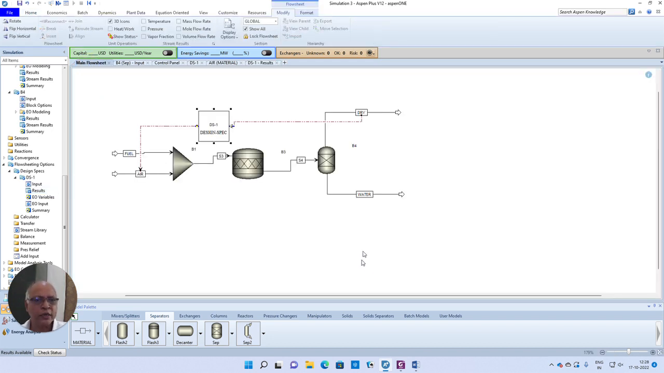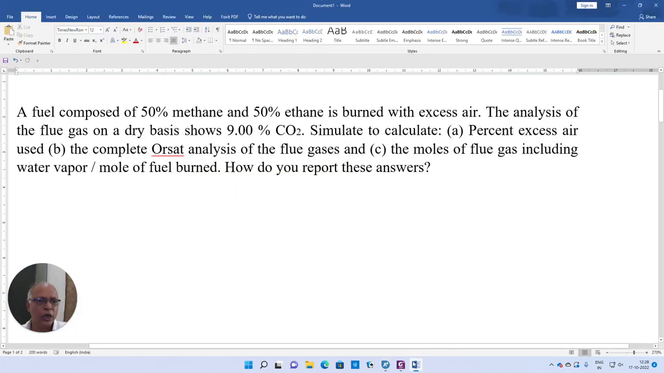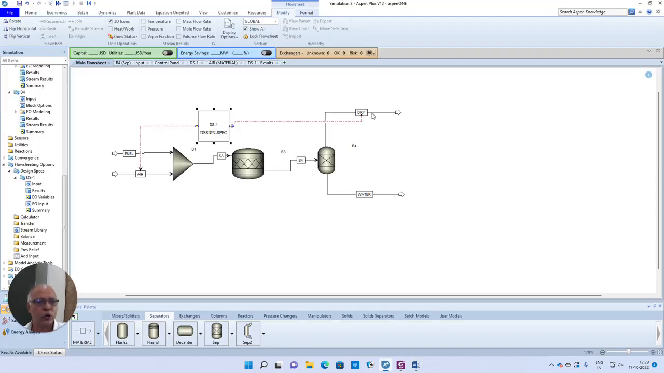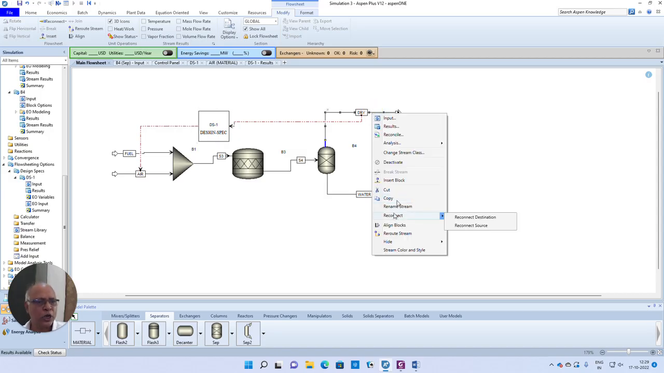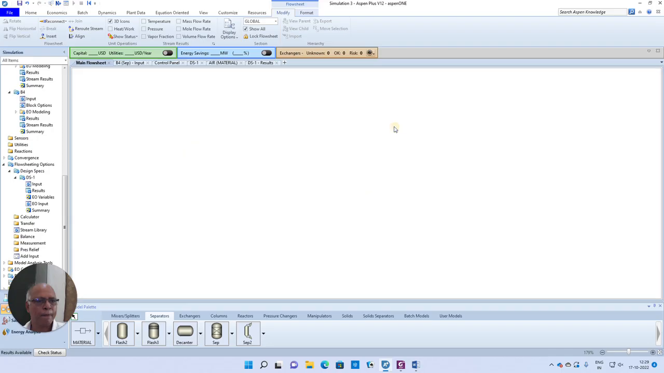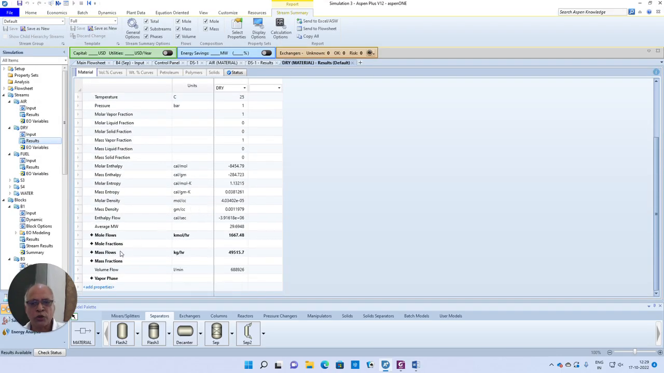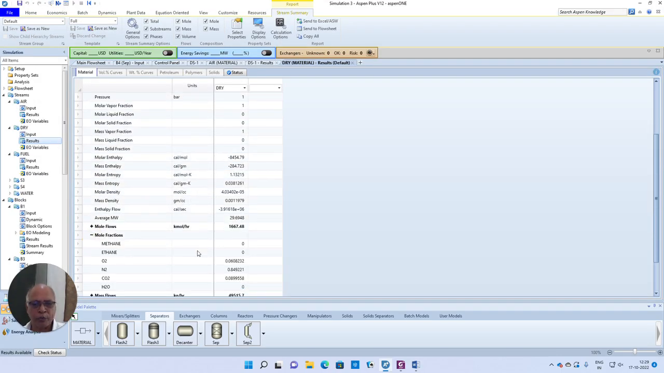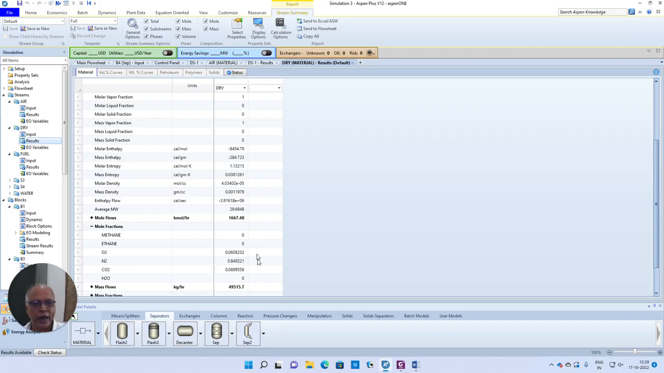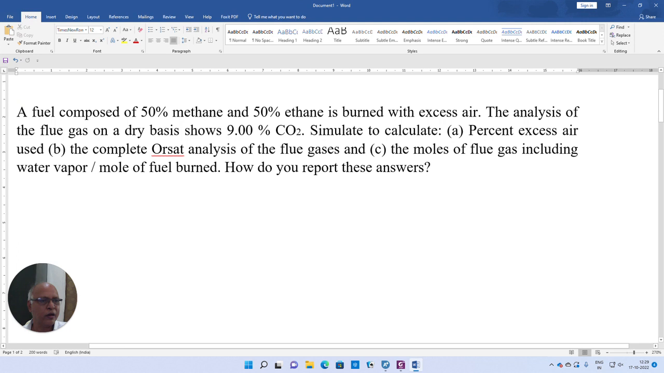Now the question here is, having solved this problem, we wanted to calculate the percent excess air and the complete Orsat analysis of the flue gas. We already have this Orsat analysis of the flue gas. Orsat analysis is nothing but the composition on a dry basis. So we already know the composition, which can be obtained from the Aspen reports. So this is the composition of the dry flue gas, or Orsat analysis of the flue gas. So one part is directly available.